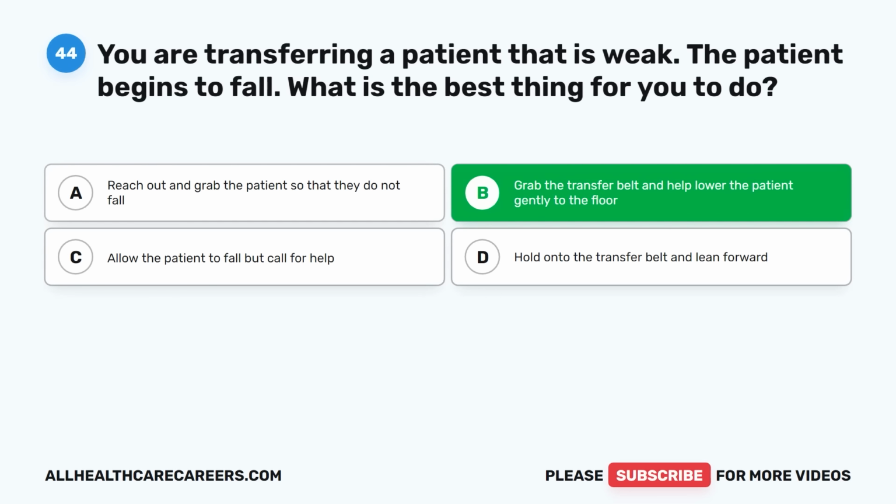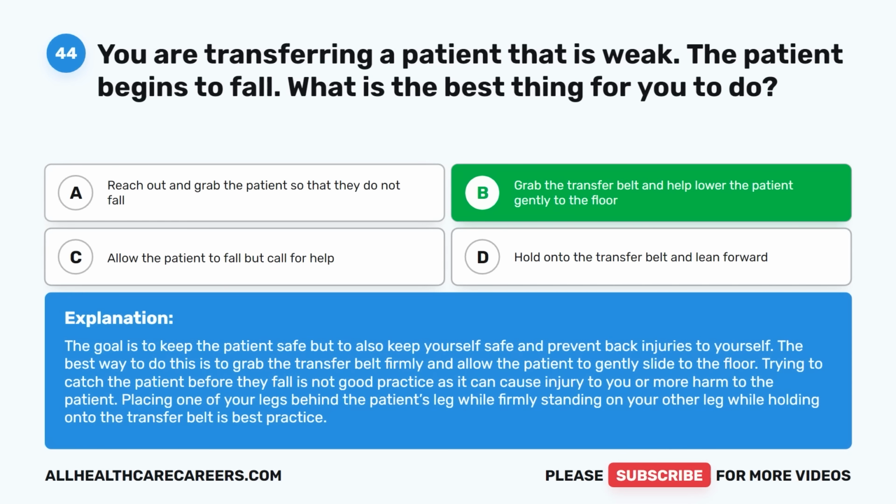The correct answer is B. Grab the transfer belt and help lower the patient gently to the floor. The goal is to keep the patient safe, but to also keep yourself safe and prevent back injuries to yourself. The best way to do this is to grab the transfer belt firmly and allow the patient to gently slide to the floor. Trying to catch the patient before they fall is not good practice, as it can cause injury to you or more harm to the patient. Placing one of your legs behind the patient's leg while firmly standing on your other leg while holding on to the transfer belt is best practice.